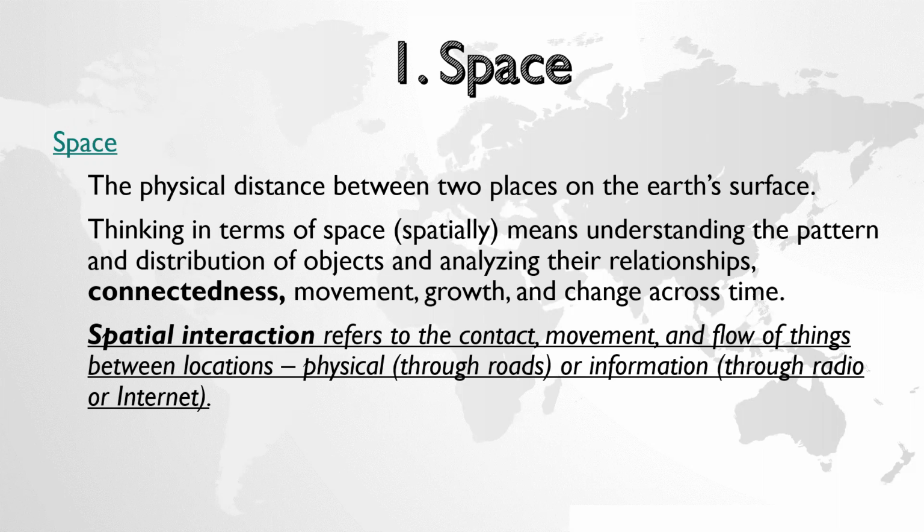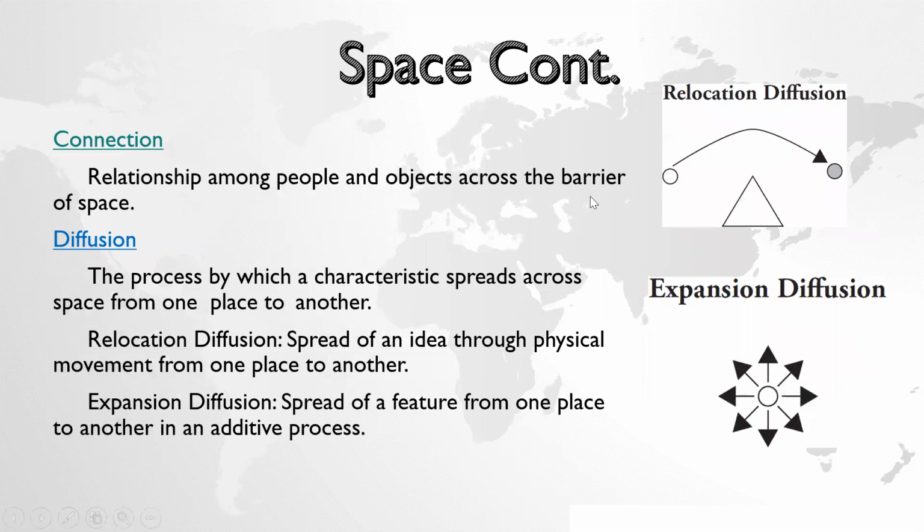More specifically, geographers like to hone in on the spatial interaction between places: the contact, the movement, the flow of things between locations, whether that's physical or through information. Within space, there are a couple of sub-concepts. One is connection, looking at the relationship among people and objects across the barrier of space. Another is diffusion, the process by which a characteristic spreads across space from one place to another.